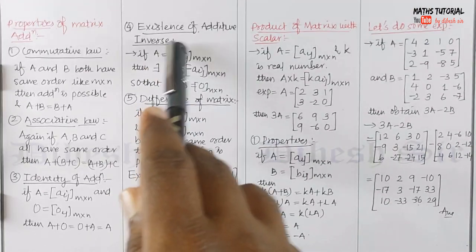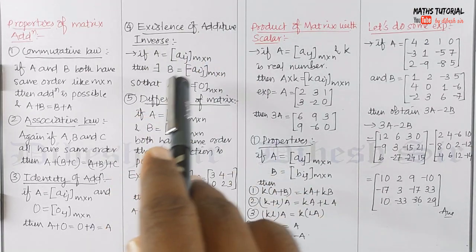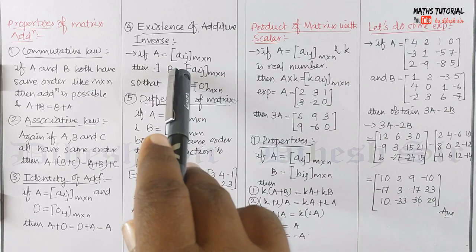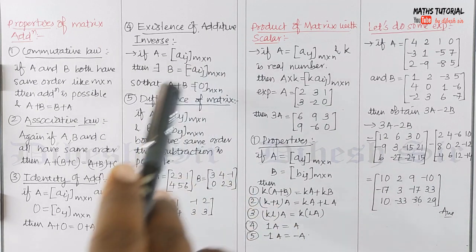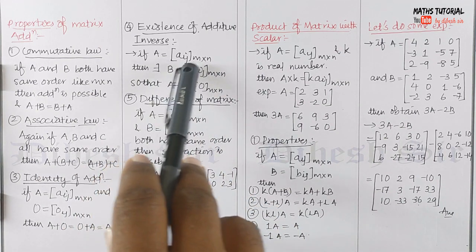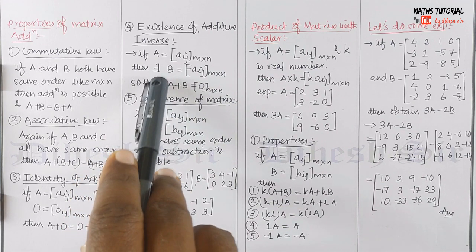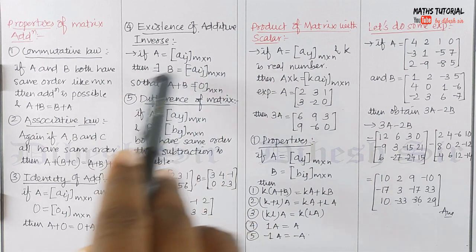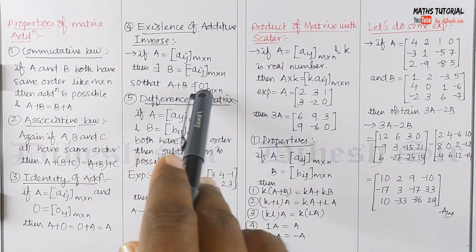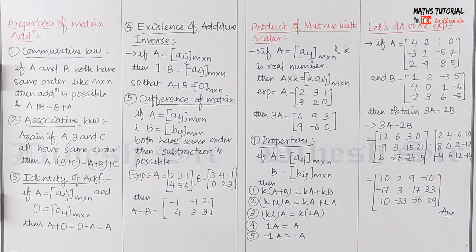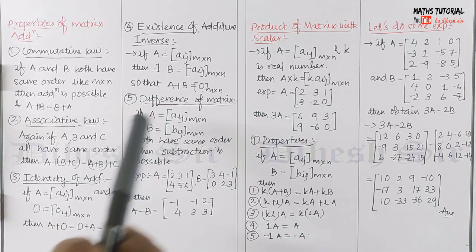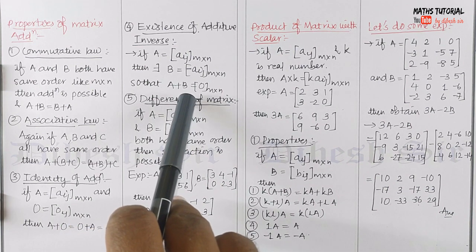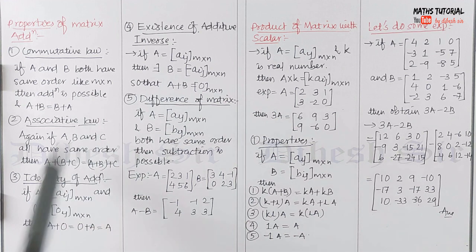Next, existence of additive inverse. If A = [aij] m×n, then there exists B = [-aij] m×n, so that A + B = O m×n, which means the zero matrix. Then B is called the additive inverse of A.